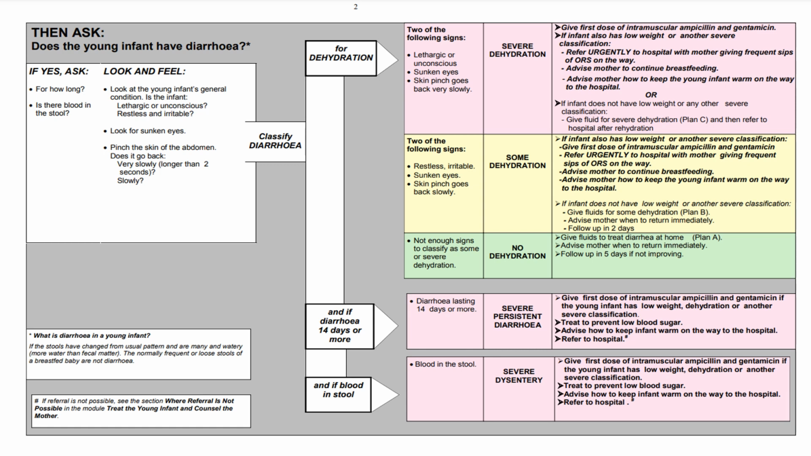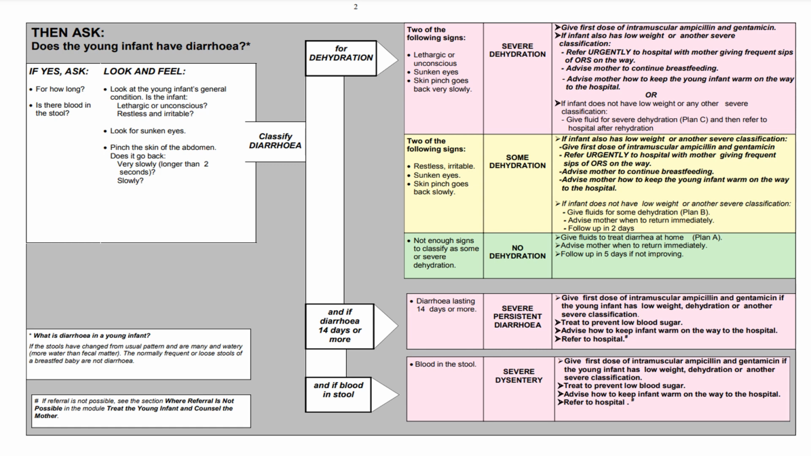For dehydration, if there are 2 of the following signs: lethargic or unconscious, sunken eyes, or skin pinch going back very slowly, it is marked as severe dehydration. We have to give the first dose of antibiotics and urgently refer to the hospital, giving frequent sips of ORS on the way, and advise the mother to continue breastfeeding and keep the child warm. If the child does not have low weight or any other severe classification, we give fluid for severe dehydration as per Plan C.